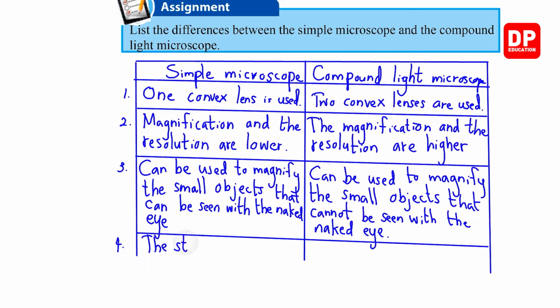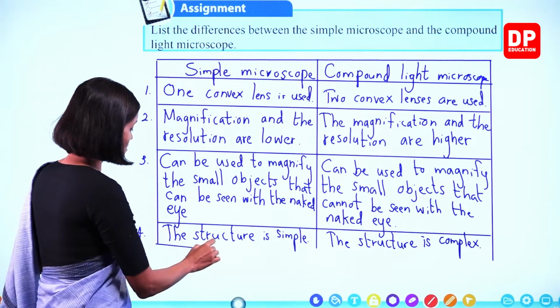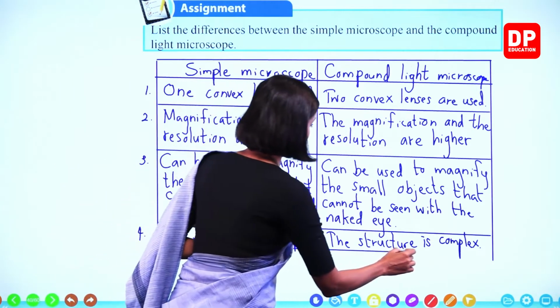Simple microscope: the structure is simple. Compound light microscope: the structure is complex. So if you can think of other differences, you can include them as well.